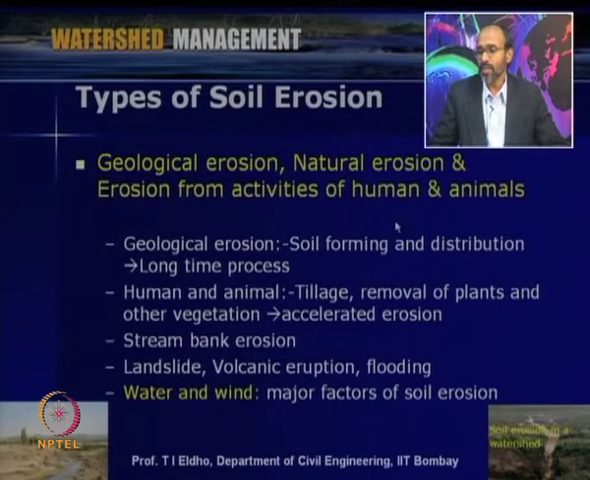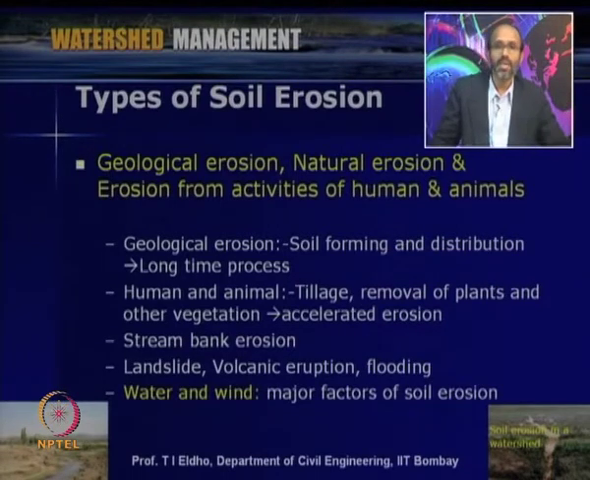So, in all these, say geological erosion, natural erosion, or the erosion due to activities of humans and animals, the major factors which cause this erosion are either water or wind. So, major factors of soil erosion, we can say that soil erosion takes place either due to the action of water or due to the action of the wind. So, with this perspective, now let us see the soil erosion processes.